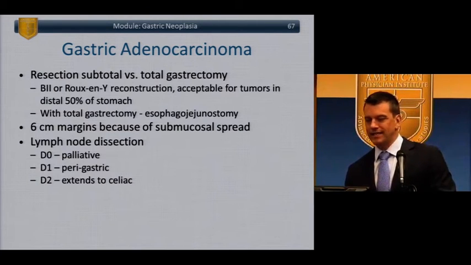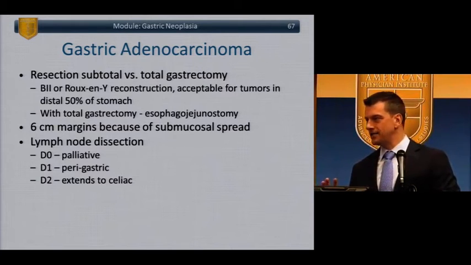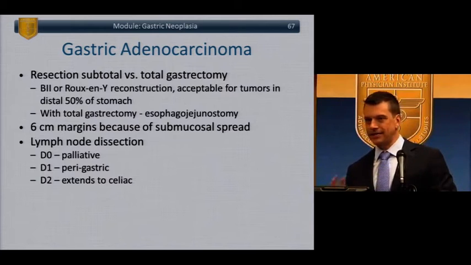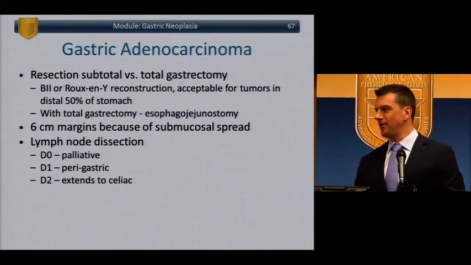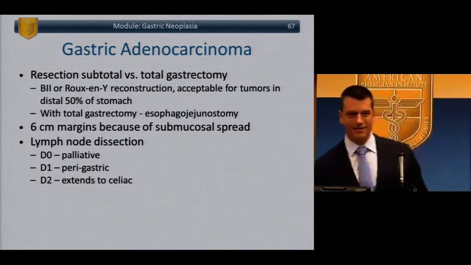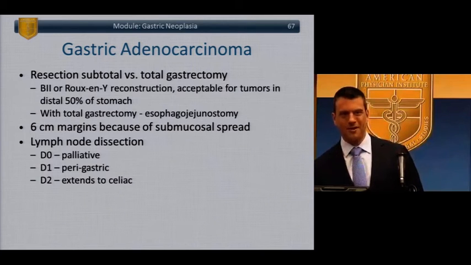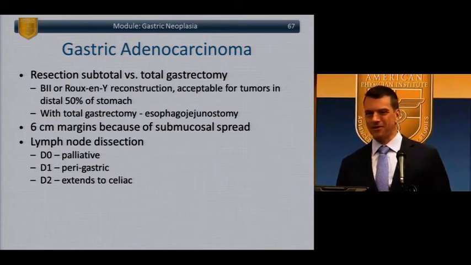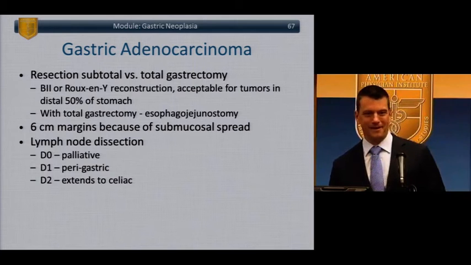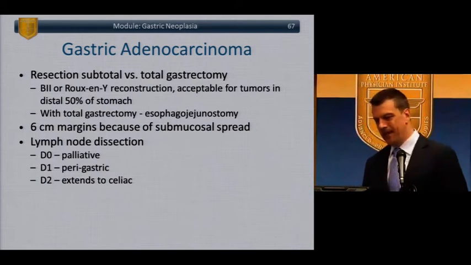There's a question of total versus subtotal gastrectomy. For tumors in the distal 50% of the stomach, some maintain that you can do a partial gastrectomy. Anywhere else, a total gastrectomy is the answer, and that's probably the safest answer, although some of the people in oncologic circles debate this and go back and forth. If you've got a large gastric tumor, take out the whole stomach. It's probably your safe answer.